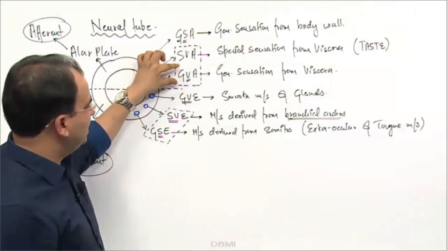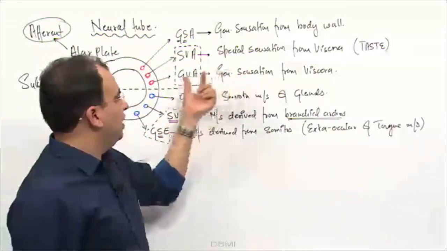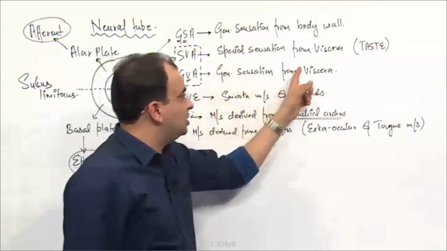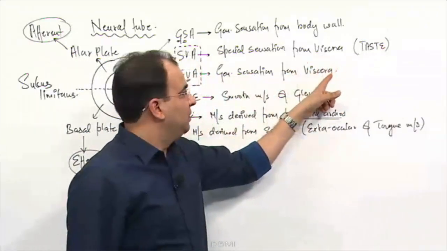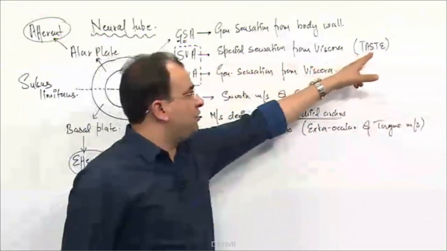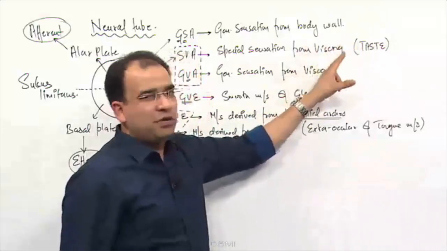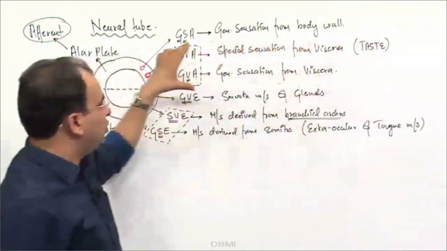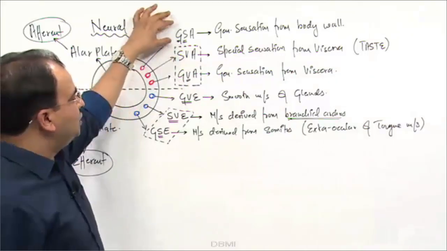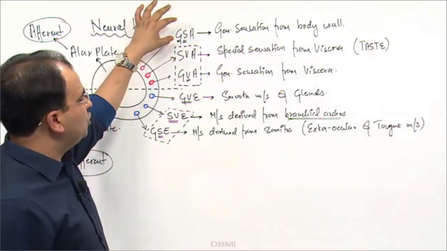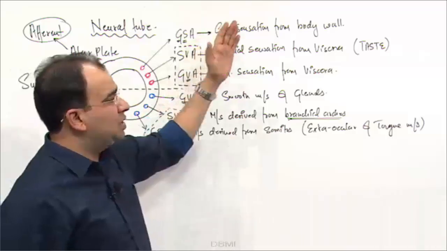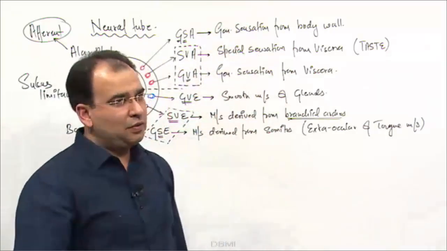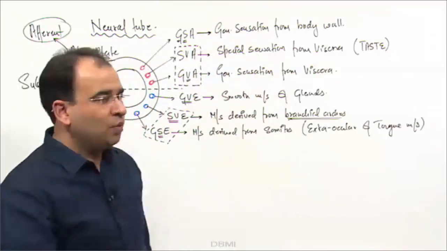GVA is what? It is general visceral afferent, that is general sensation, but from where? From the viscera. Special sensation of taste, SVA, again from viscera. So both of these are for the visceral organ. And GSA, the general somatic afferent, is general sensation not from the visceral organ, but from the somatic structure, that is from the body wall.